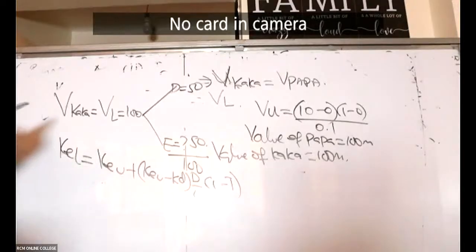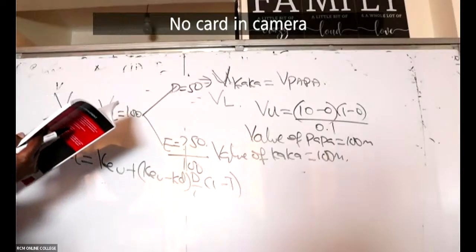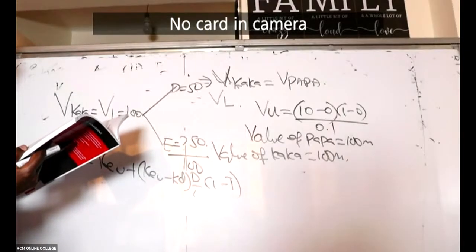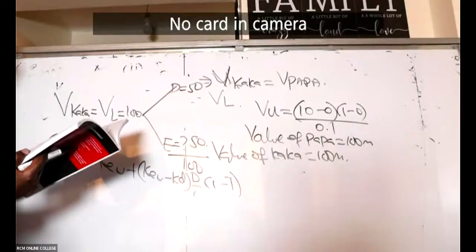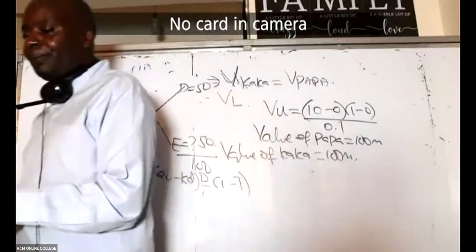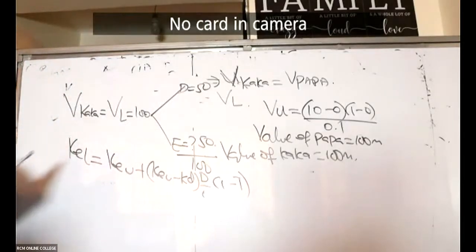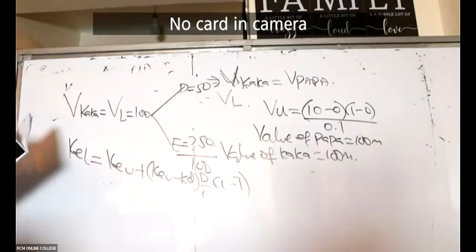Paul, if you go to paragraph number 1: in a study carried out by a financial analyst, the earnings before interest and tax, EBIT, of Papa Limited and Kaka Limited was found to be 10 million. Look at that 10 million very well. It's given there. Don't confuse EBIT with equity.